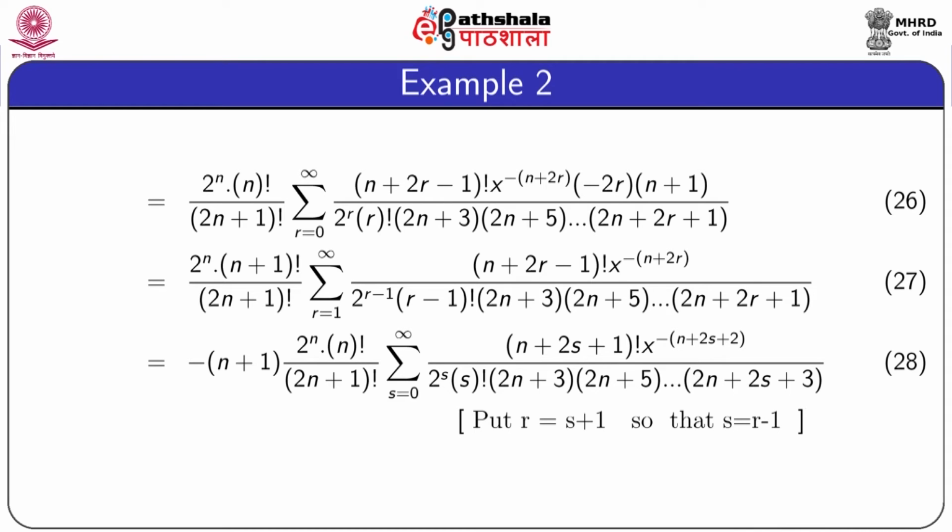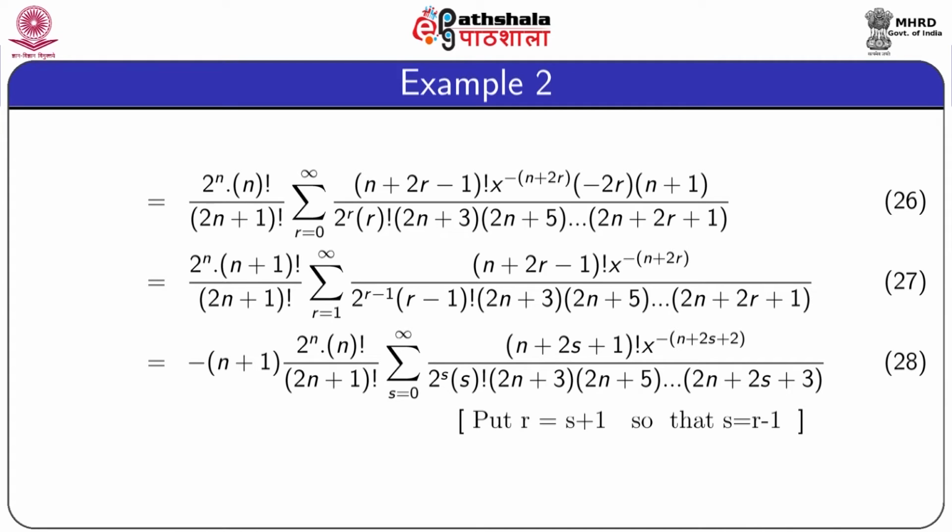Which can be put in a more simplified form as shown in equation number 27, which is equal to 2 to the power n into n plus 1 factorial divided by 2n plus 1 factorial, summation r equal to 1 to infinity, n plus 2r minus 1 factorial x to the power minus n plus 2r divided by 2 to the power r minus 1 into r minus 1 factorial, 2n plus 3, 2n plus 5, dot dot dot, 2n plus 2r plus 1.